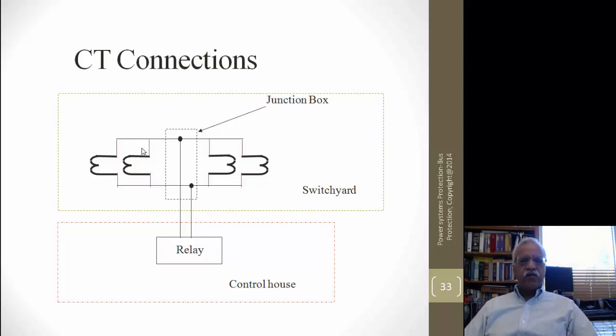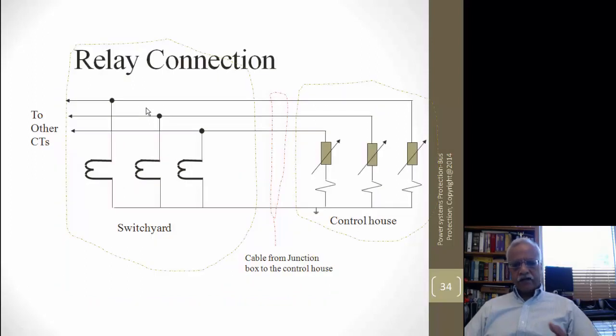I have shown you here only one phase. In case of 3 phases, you will have 3 CTs which are connected in Y. The common point, where the neutral will be, is here. You have an A phase, a B phase and a C phase, and the relays are connected like that. This is how the 3-phase CTs are connected.